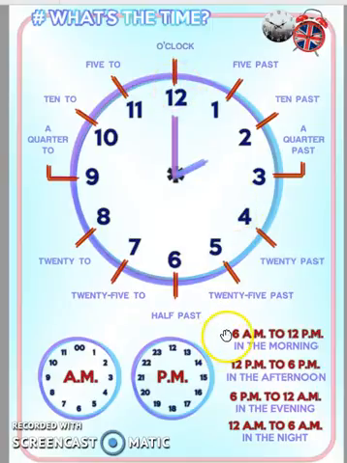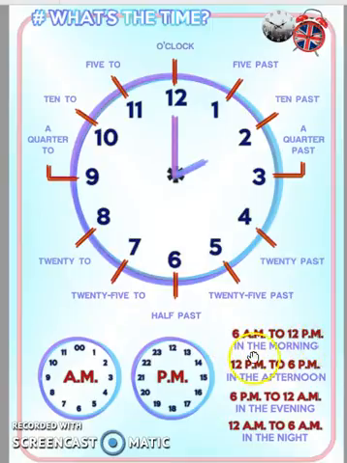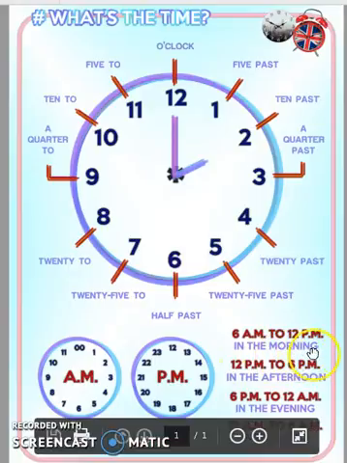When we say morning time, that would be between 6 a.m. to 12 p.m. That would be considered in the morning. When it is 12 p.m. to 6 p.m., that would be considered the afternoon. If it is 6 p.m. to 12 a.m., that would be considered the evening.